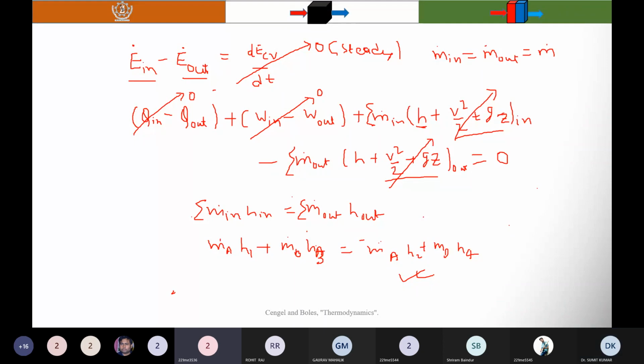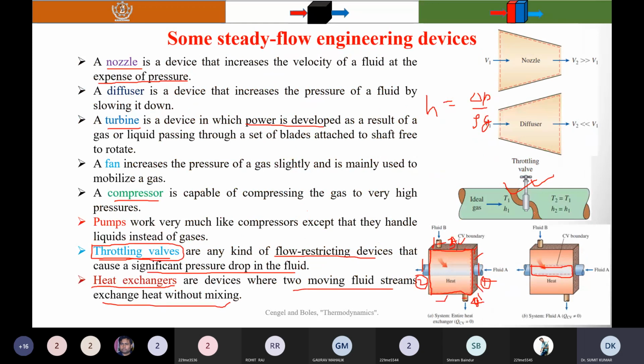Because the system is changing here. In the first case we assume it is adiabatic, but in this case, since fluid A is the system, there is a heat exchange between fluid A and fluid B. So we cannot take net heat equal to 0. Okay, thank you. So you should remember that how you draw the boundary is very important.